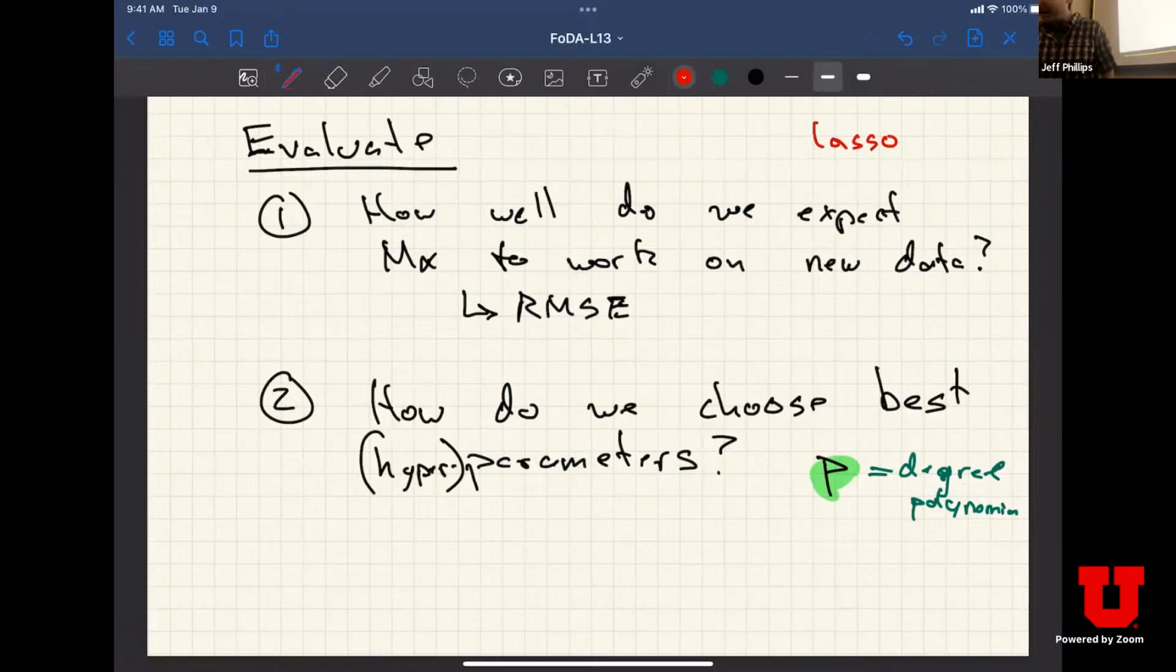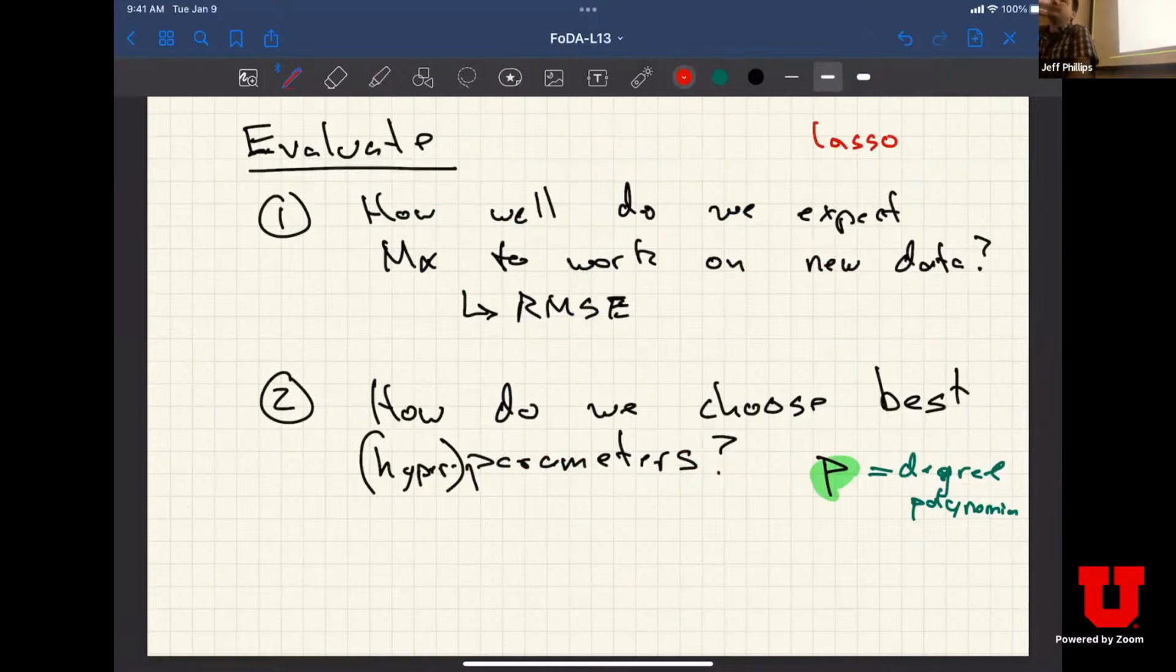Okay, so we want to evaluate. Evaluation can mean these two different things. How do we choose the best parameter, right? We can check the different values of P and see which one is doing the best. And we can also say how well it is doing on new data, but we can't do both at the same time. Yeah, question.